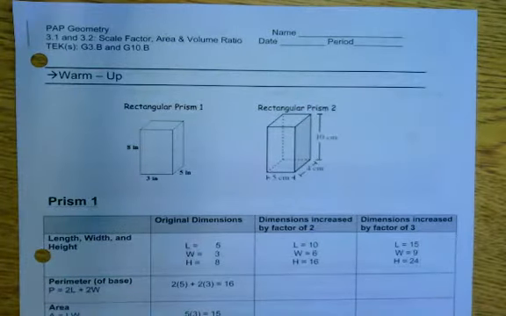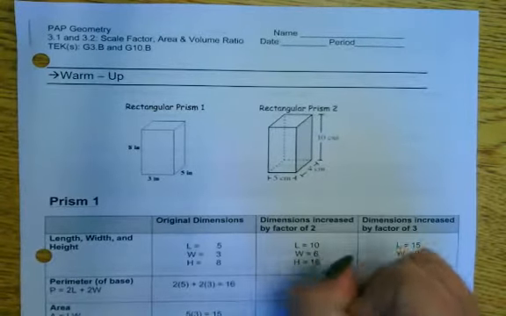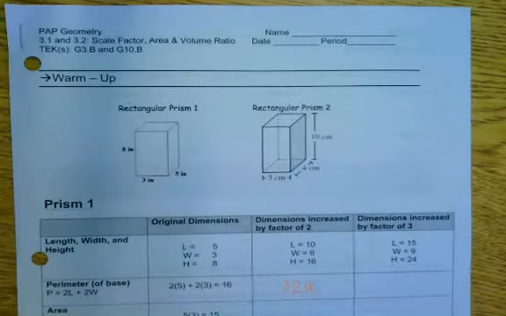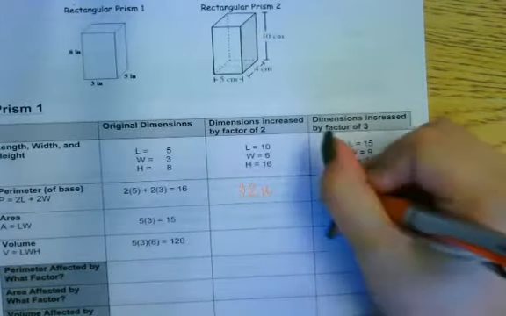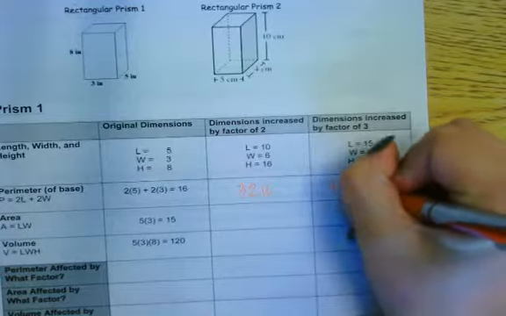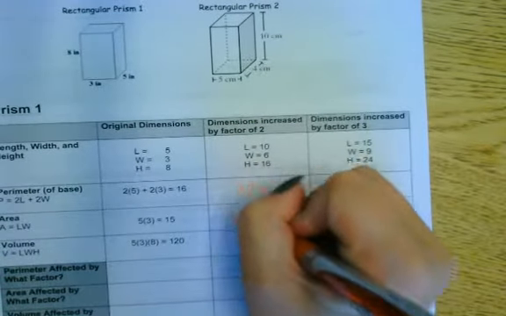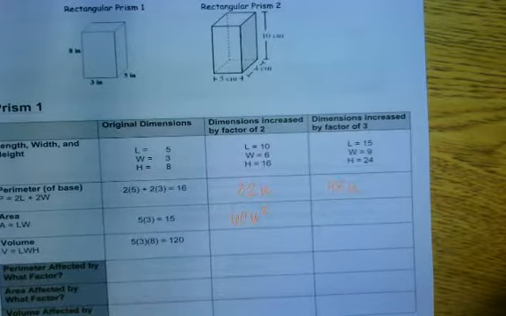Okay, what was the perimeter when you increase by a scale factor of 2? 32 what? Units. What was the perimeter when you increase by a factor of 3? 48 units. Okay, what about an area increased by a scale factor of 2? 60 units squared. Increased by a scale factor of 3?